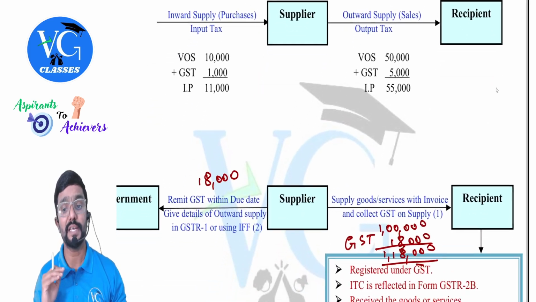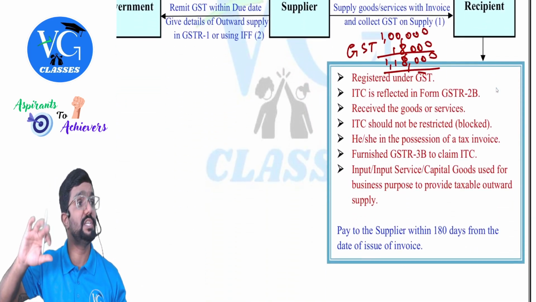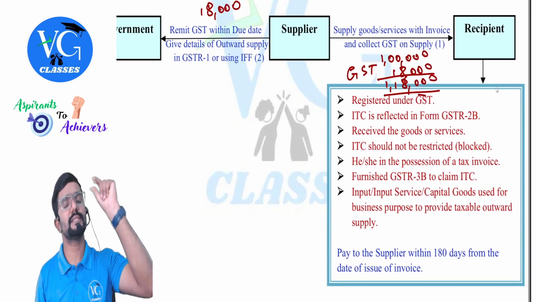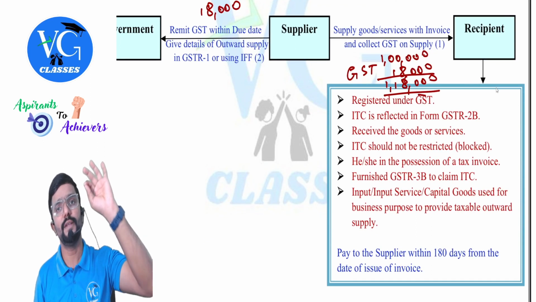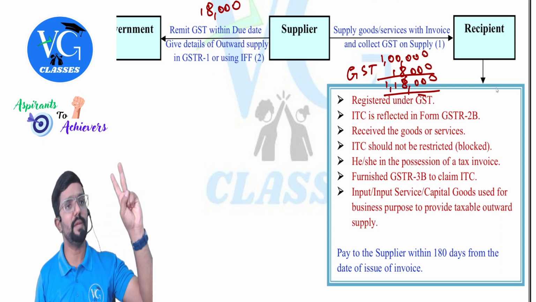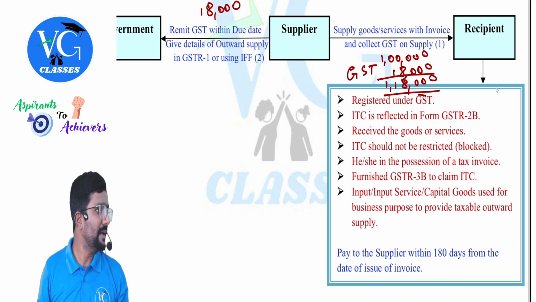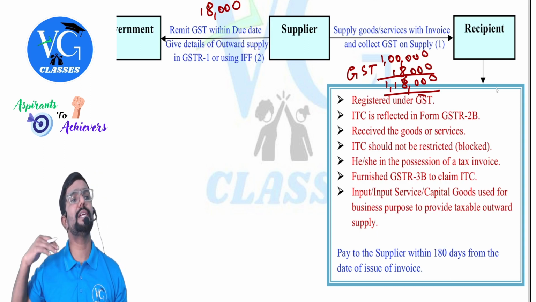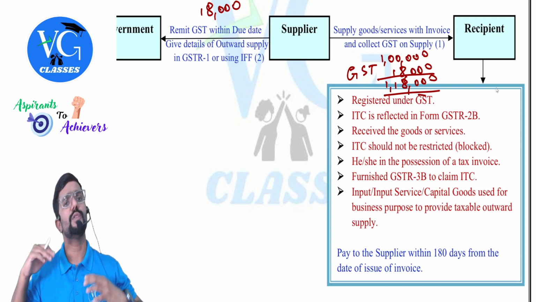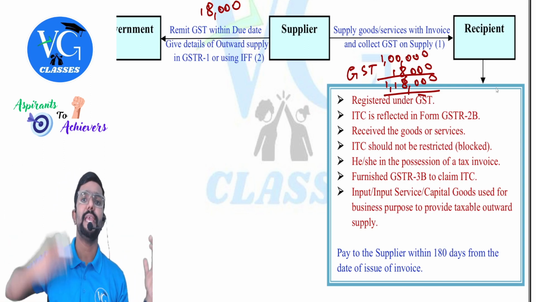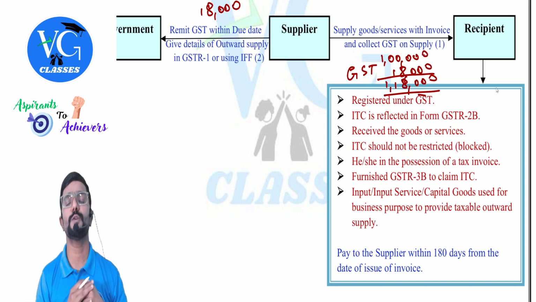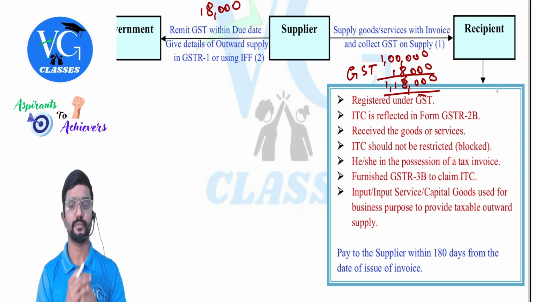Okay, sir. That means credit will be claimed through which return? GSTR 3B. Every registered person, guys, in simple terms, let me put it like this. Every registered person has to file GSTR 1 and 3B monthly. GSTR 1 gives the details of outward supply, whereas GSTR 3B gives the details of both outward supply as well as inward supply, output tax, input tax, and finally, how much we are supposed to pay through the cash ledger.